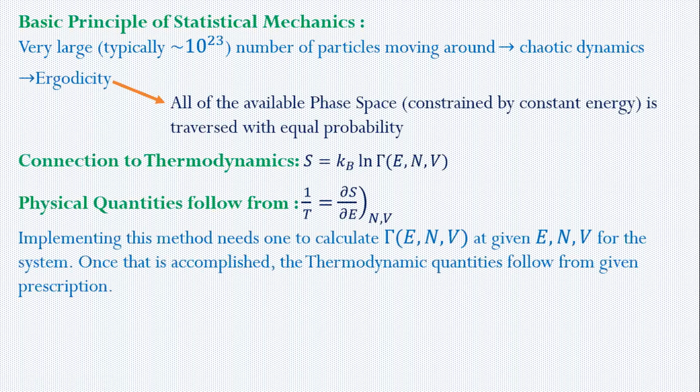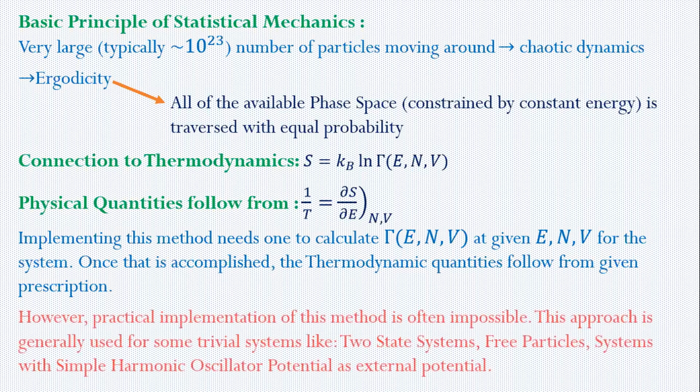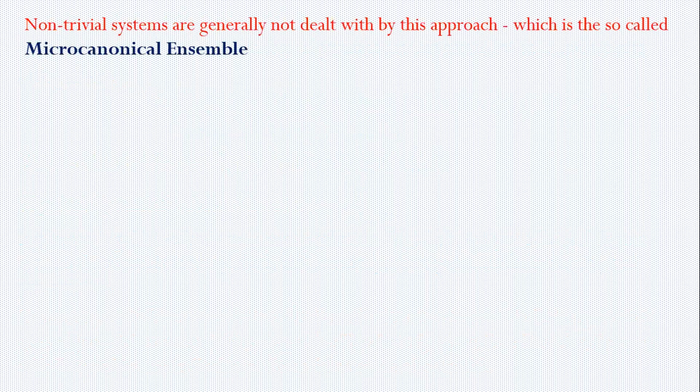Now, implementing this method to a problem needs one to calculate the phase space volume and then follow the prescription. But the point is, practical implementation is often impossible. In particular, we use it for trivial systems like two-state systems, free particles, SHO, etc. But non-trivial systems are generally not dealt with. This approach is known as the microcanonical ensemble.